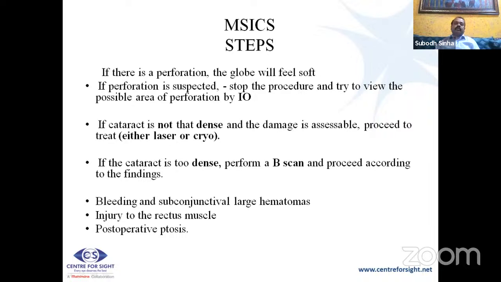Now, what will happen if there is globe perforation? The moment there is globe perforation, the eye will become soft. If you suspect perforation, the best thing to do is stop the procedure and try to view the possible area of perforation by indirect ophthalmoscopy.